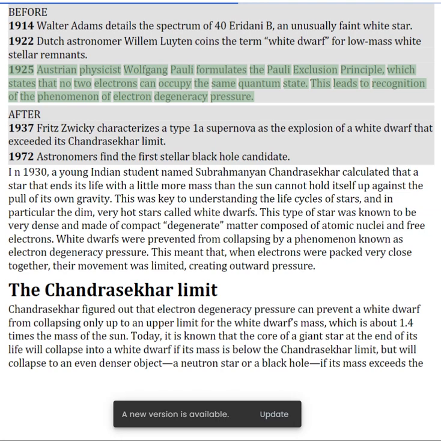1925 Austrian physicist Wolfgang Pauli formulates the Pauli exclusion principle, which states that no two electrons can occupy the same quantum state. This leads to recognition of the phenomenon of electron degeneracy pressure. After.